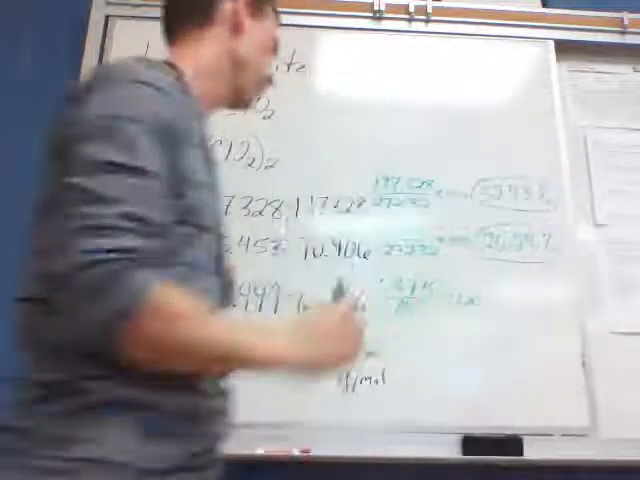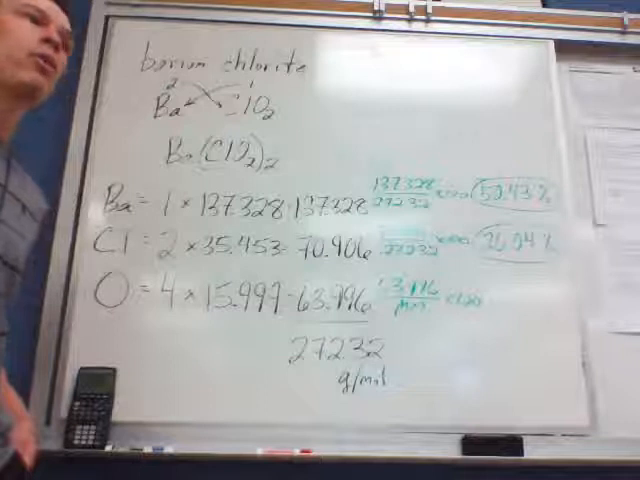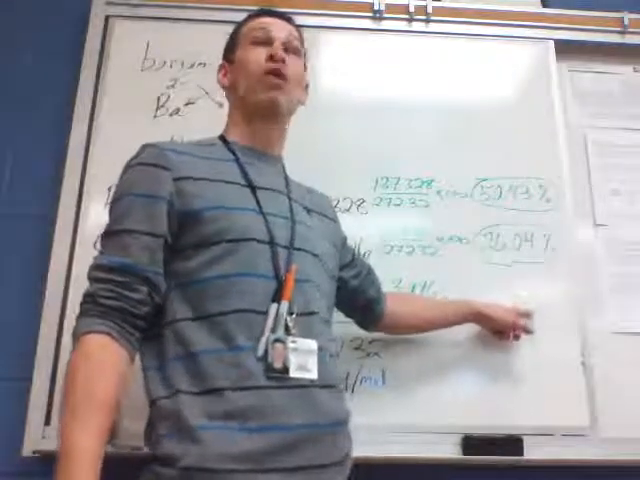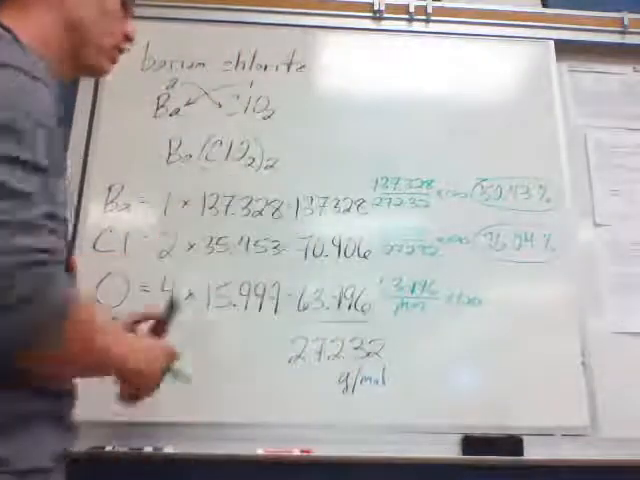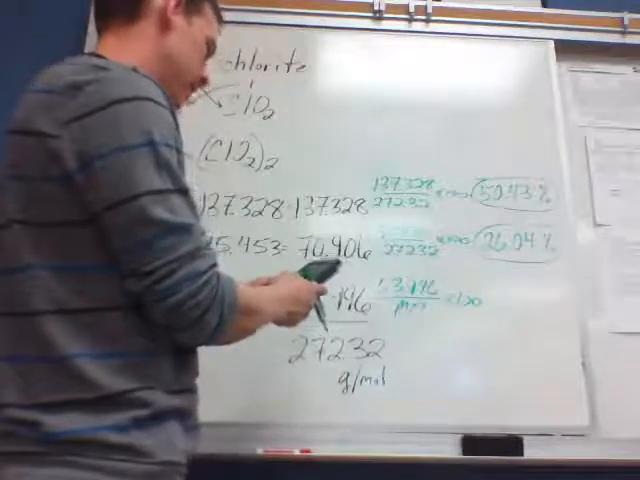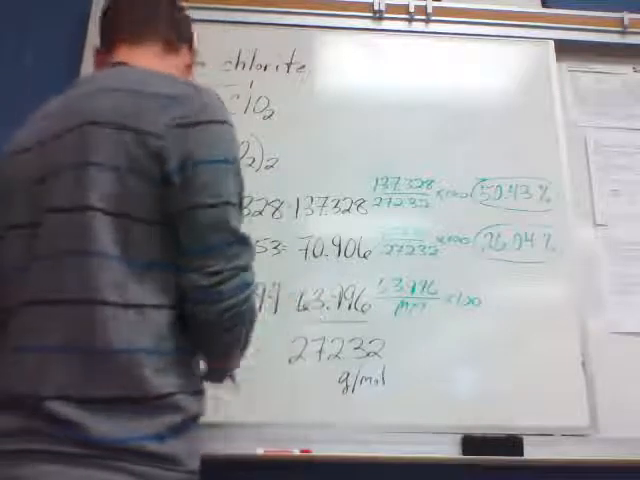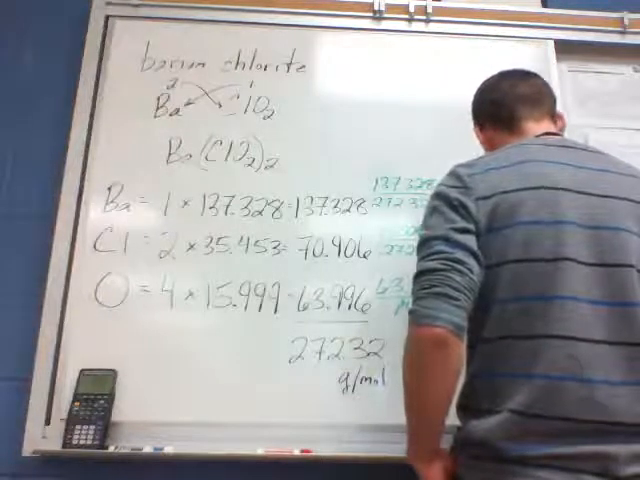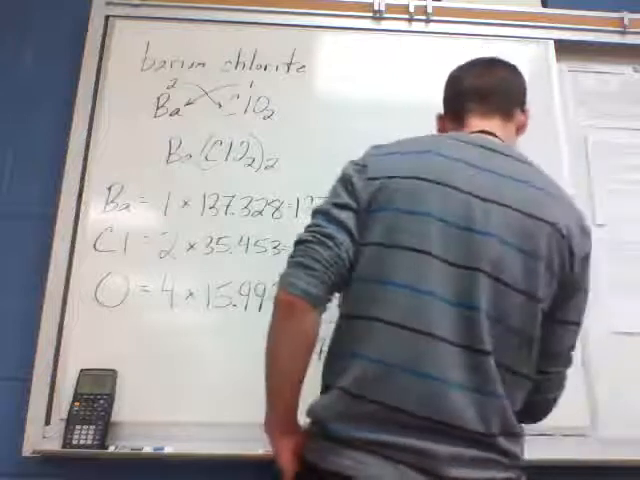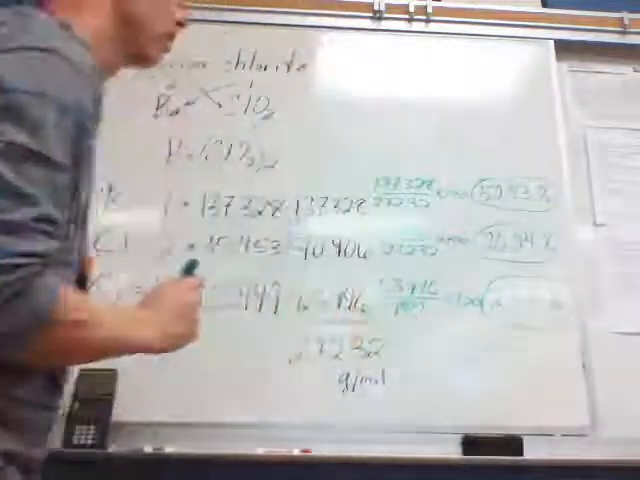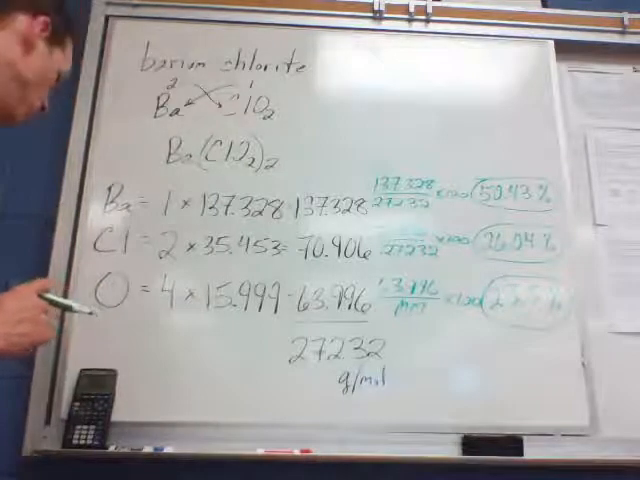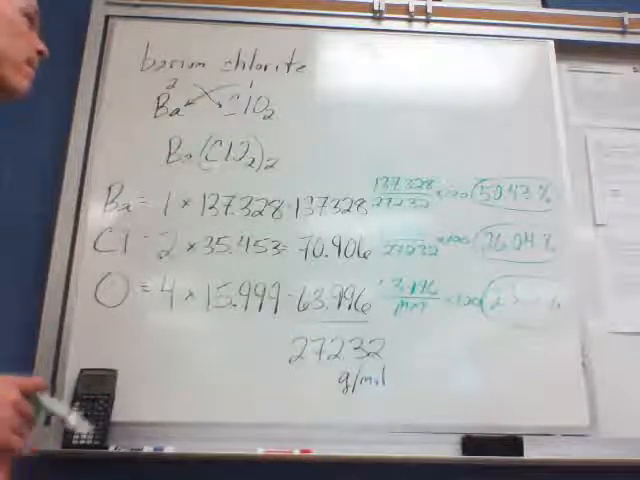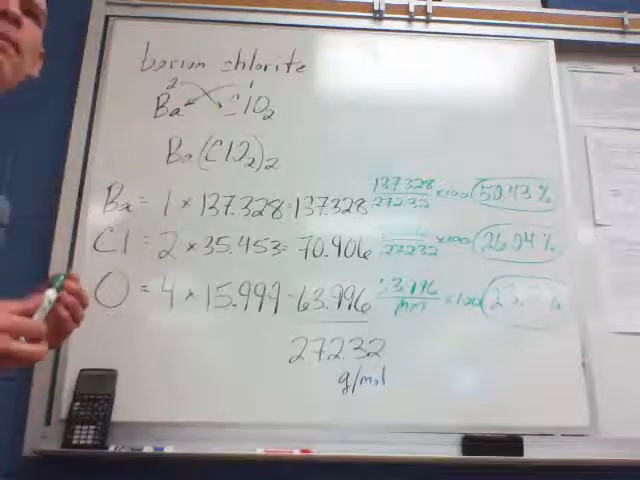And there are some of you that will get really brave, and instead of working out this last one, you'll take the difference from 100%, knowing that that one should get you to 100%. If you really trust yourself, you can do that. But 63.996 divided by 272.32 times 100, 23.5. What do you think about this?